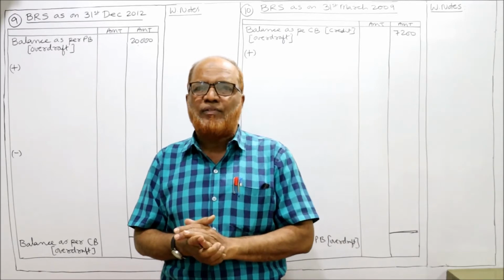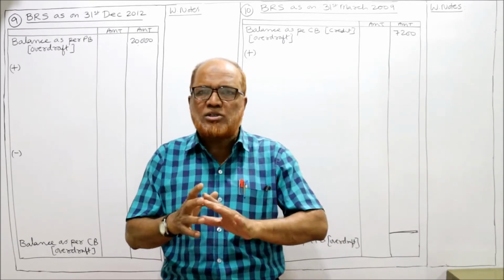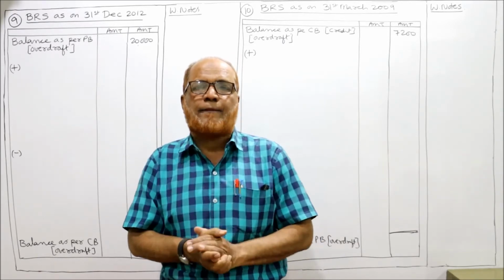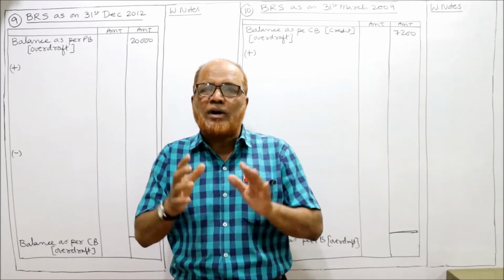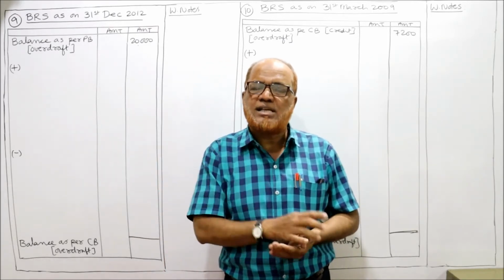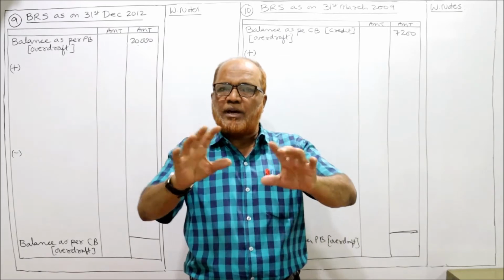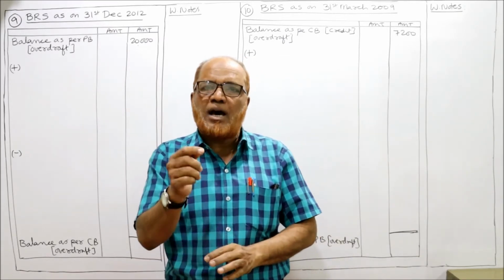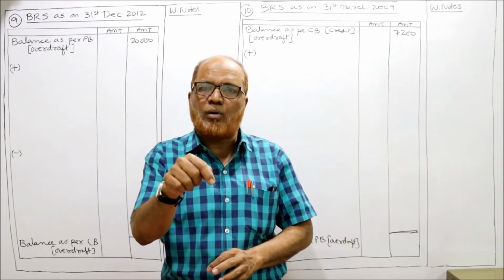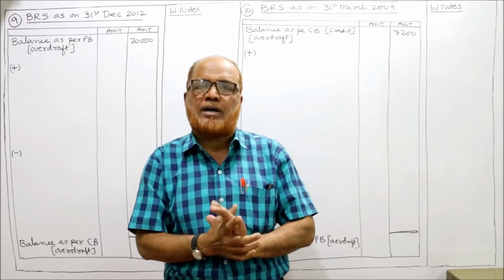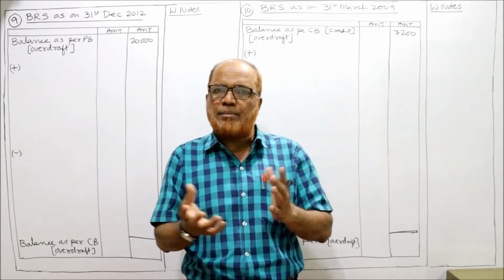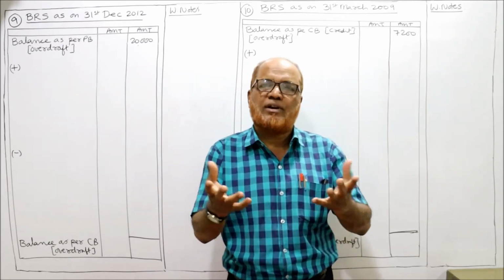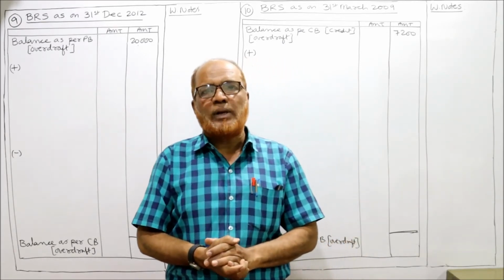Normally student community will feel that BRS is a difficult topic, but it is not at all difficult. It depends on the logic. You have to understand what is the consequence of each and every transaction. If a transaction appears both in the cash book and passbook, it will not affect the BRS. BRS will take only those items which are found either in cash book or in passbook, any one of the books. If there are some errors in the cash book or passbook, then definitely the difference will arise.